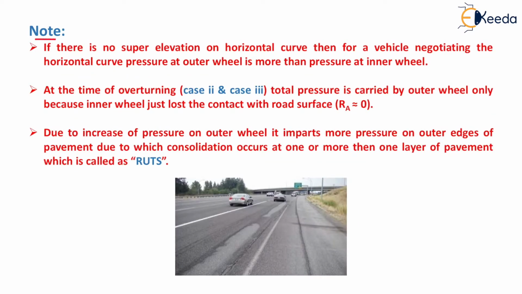Now one note is that if there is no super elevation on the horizontal curve, then for a vehicle negotiating the horizontal curve, pressure at the outer wheel is more than pressure at the inner wheel.